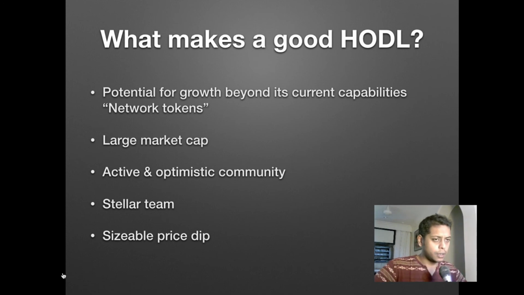When selecting a HODL coin, you're in this for the long term. You want to buy this coin at a nice low price, hope the value skyrockets, and you cash out with several times. You hope this is going to be a multi-bagger. So you hope you can cash out with several times returns rather than just a high percentage return. So, what makes a good HODL?